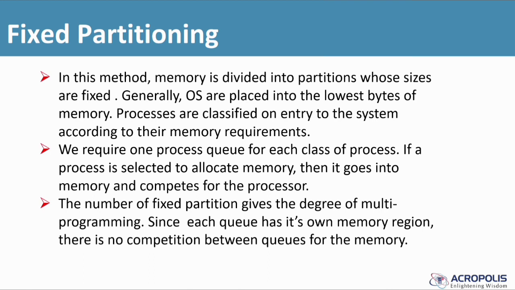In fixed partitioning, memory is divided into fixed partitions. The operating system is generally kept at the lowest byte of memory. It is not compulsory, but generally it is in the lowest byte. When a process enters the system, it is classified according to its memory requirement, and we require one process queue for each class of process. If a process is allocated memory, then it goes to memory and competes for the processor.